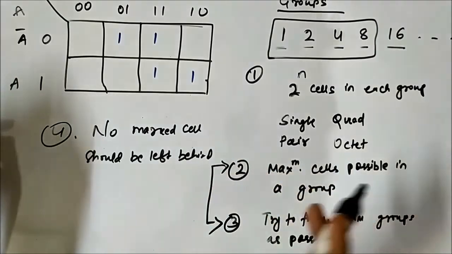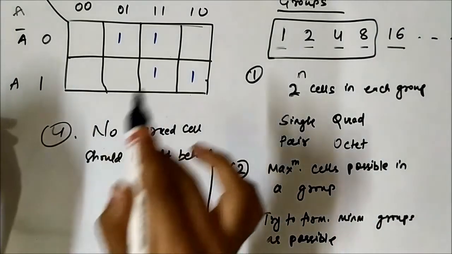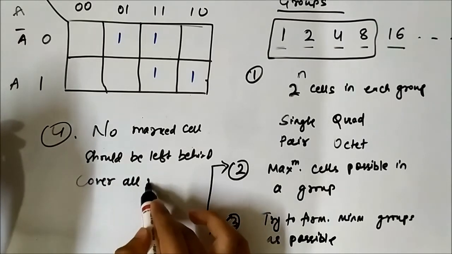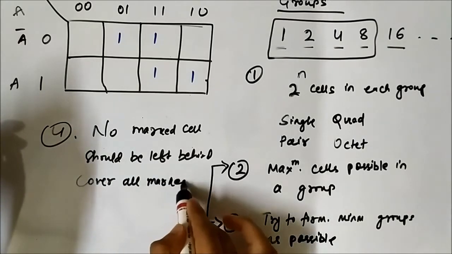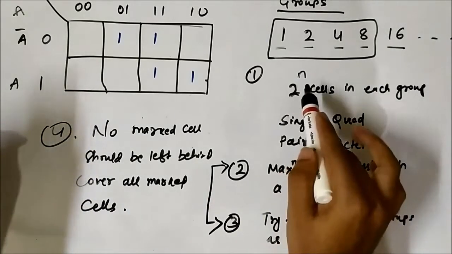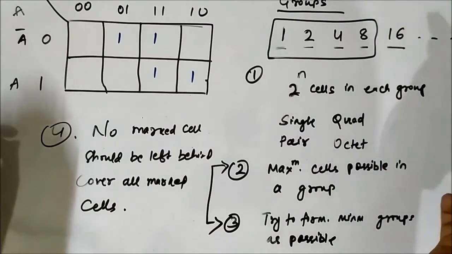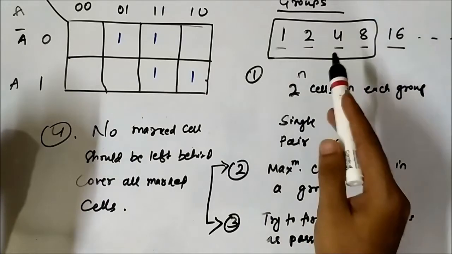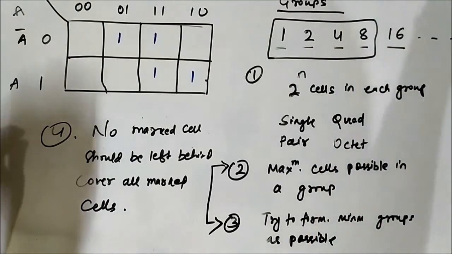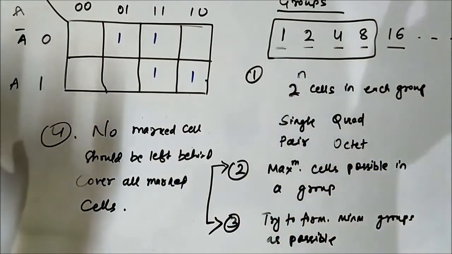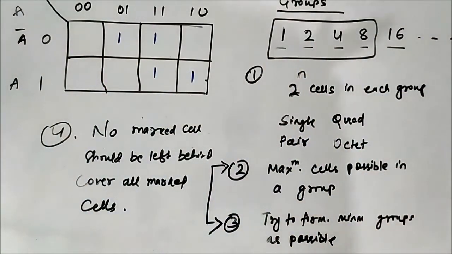Okay, the group formation should cover all the marked cells, whether it is 1 or 0. So these are the 4 points. First, the number of adjacent cells that can be accommodated in a particular group: 1, 2, 4, 8, 16, 32, 64, 128, like that. But mostly you will be dealing with 1, 2, 4, 8 groups, because we are going to discuss mostly 3 and 4 variable K-maps.